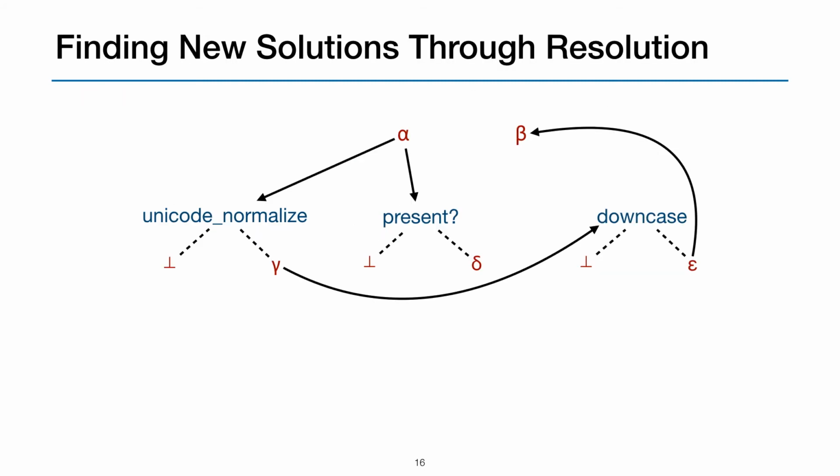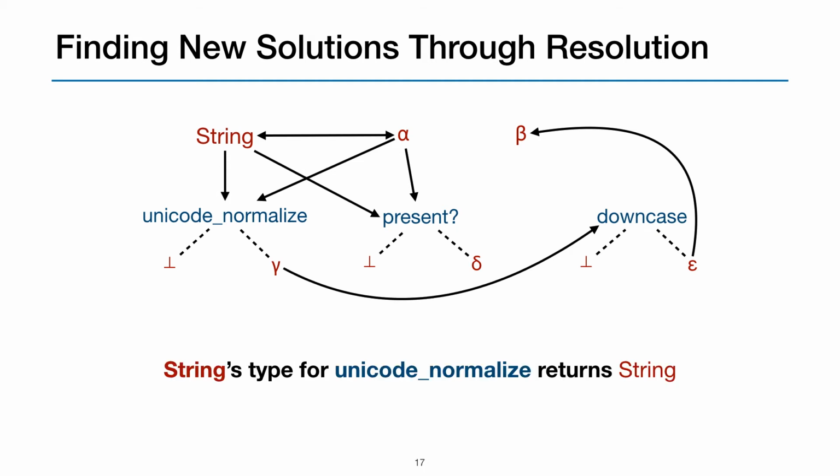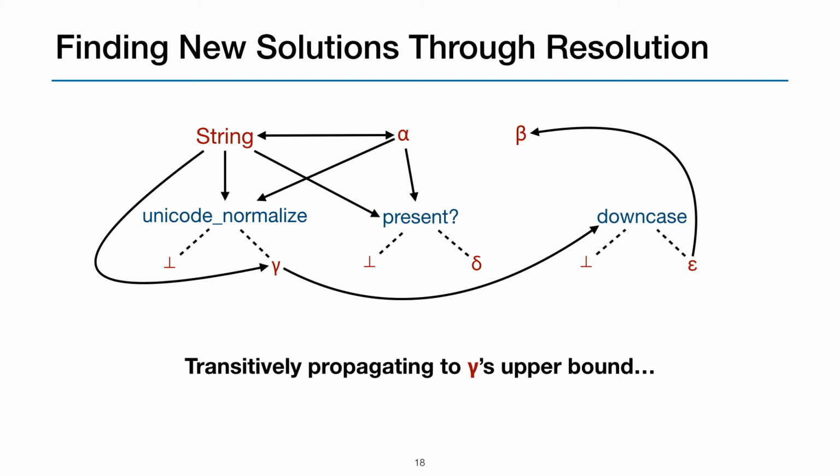So the first thing we would do is add string as a solution for alpha, and then we would transitively propagate string to alpha's upper bounds, which are the structural types for Unicode normalize and present. Now, because string is the subtype of the structural type for Unicode normalize, we look up string's type for this method and find that it returns a string. So, we add string as a lower bound on gamma, the return type for this method. Next, we would transitively propagate string to gamma's upper bound, which is the structural type for downcase.